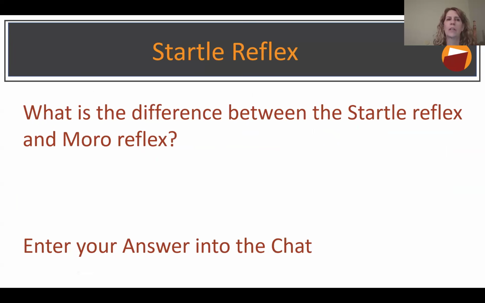Okay, so here's my question. What's the difference between a startle reflex and a Moro reflex? Because that also looked like a startle reaction. Now, a lot of people just lump them together.